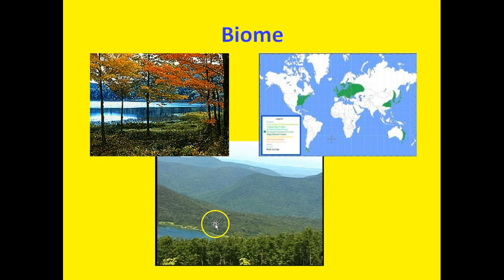Here you see two photographs of a temperate deciduous forest. And over here on the map, you see the areas highlighted in green that are regions in the world in which the temperate deciduous forest exists. And all these regions are a group of ecosystems that share similar climates and share typical organisms that live in those regions.